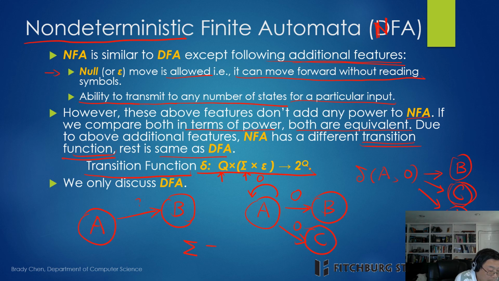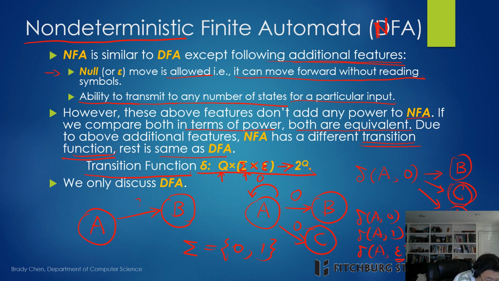Like if sigma is 0 and 1. So delta could be from A to 0, from A to 1. And it also can be from A to epsilon, which is empty, which is the null symbol. There's no symbol. Okay. So that's why it's sigma times epsilon. It could be sigma or the epsilon.